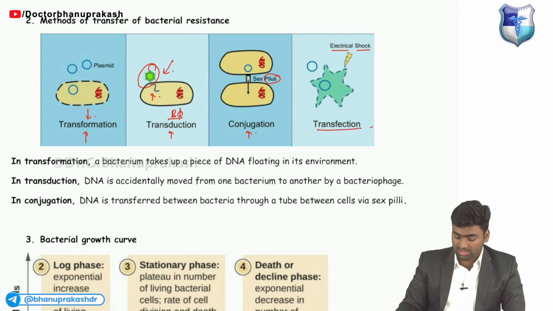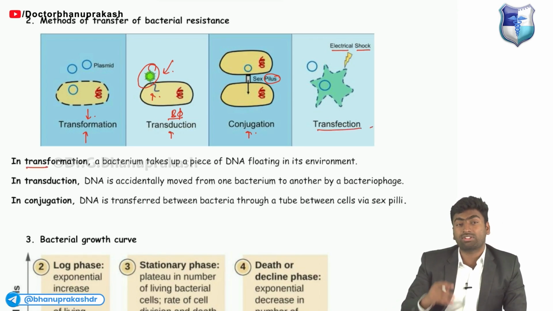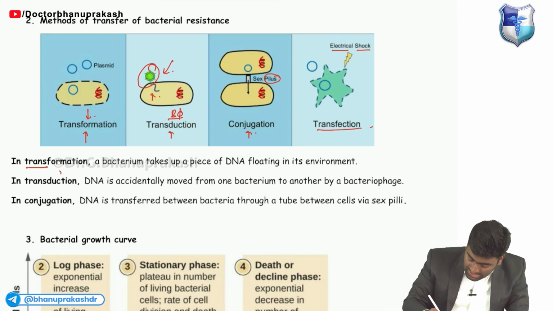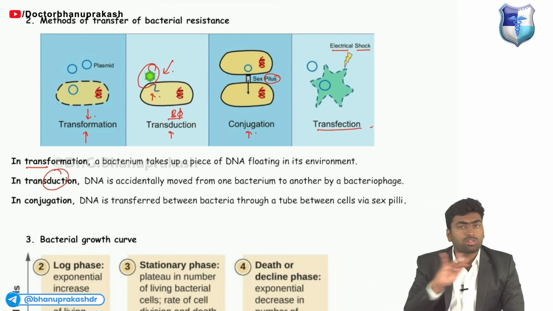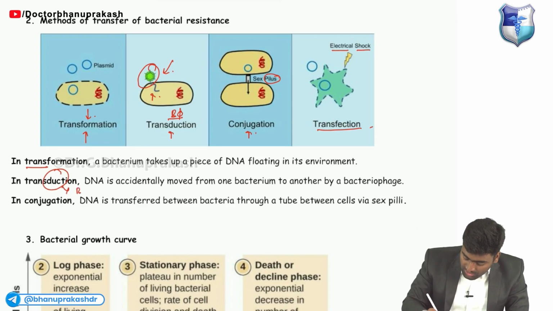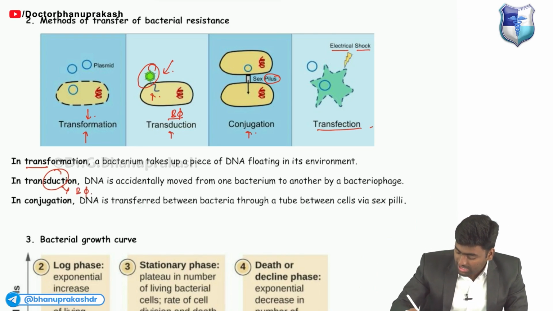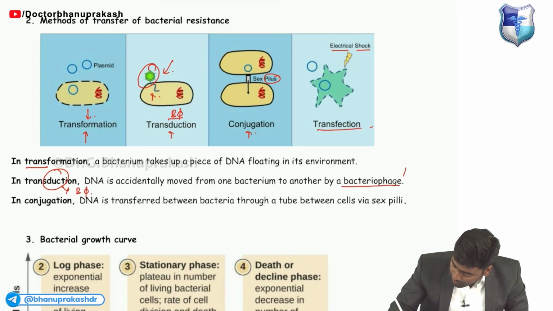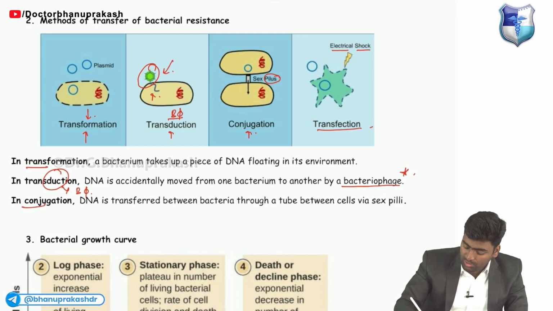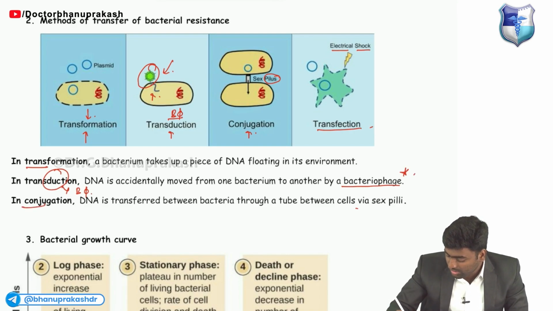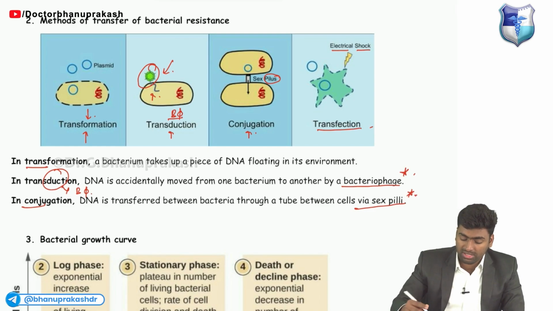Okay, transfection. So remember this much. Transformation, it will take up from the environment. Transduction, remember this duction, it is the most important point. It is the usage of bacteriophage. Then conjugation, you will use the conjugation pilus. So remember all of these methods.